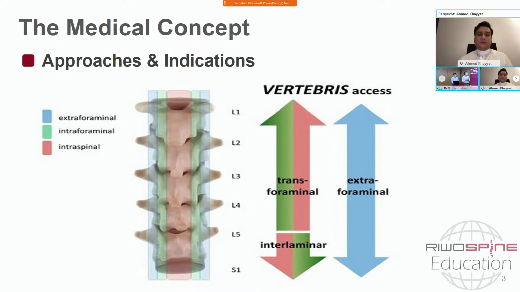So in summary, which approach do you use? The transforaminal, extraforaminal, or interlaminar approach? As you go more caudal, you have a big interlaminar window, so I prefer to use the interlaminar approach for intradiscal pathology. And if you have also extraforaminal pathology, you use the extraforaminal approach. As you go cranial, the interlaminar window is getting narrower, so it's better to use the transforaminal approach.